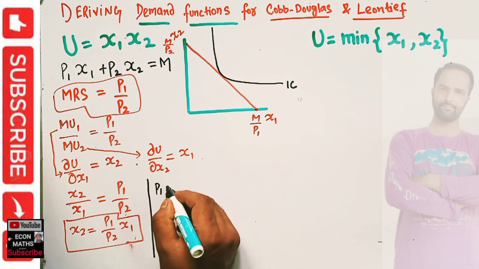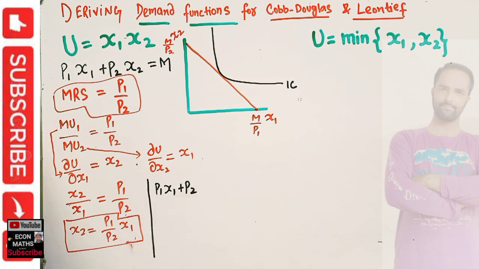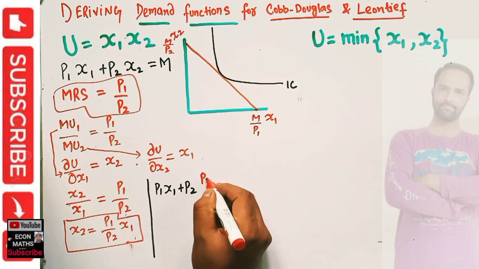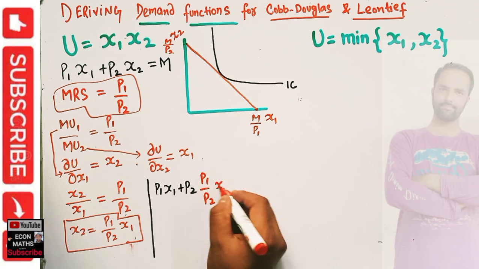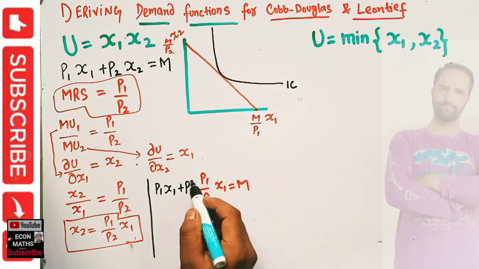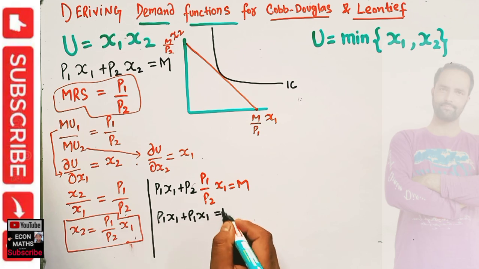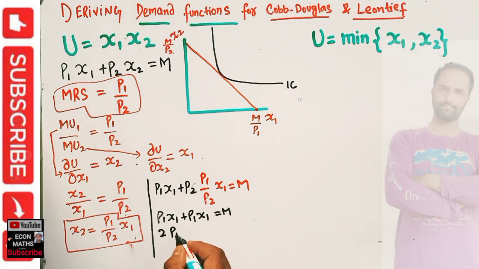Okay, if I put it in the budget constraint, what will I get? So we have p1 x1 plus p2 times the value of x2, which is p1 upon p2 x1. It should be equal to income. Okay, so here p2 and p2 will get cancelled. We are left with p1 x1 plus p1 x1 is equal to m. That means twice p1 x1 is equal to m, which gives us x1 is equal to m upon 2p1.